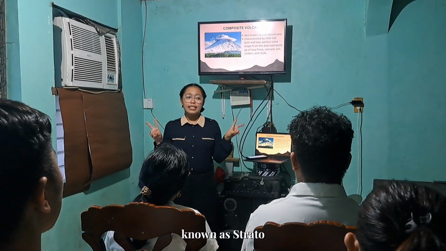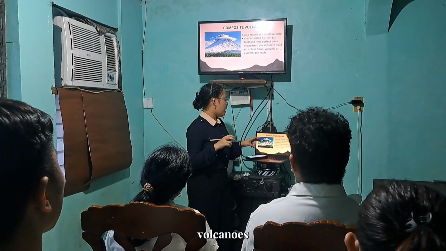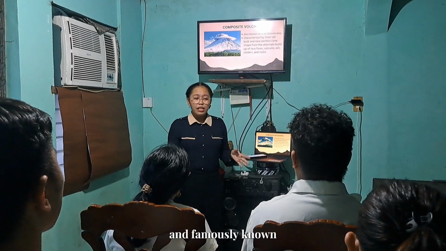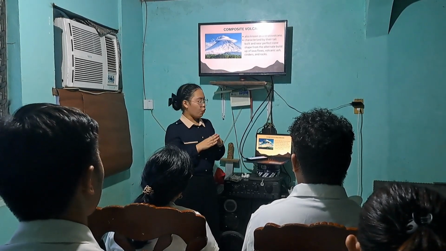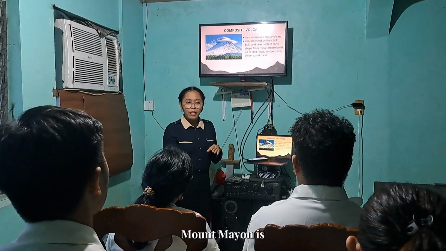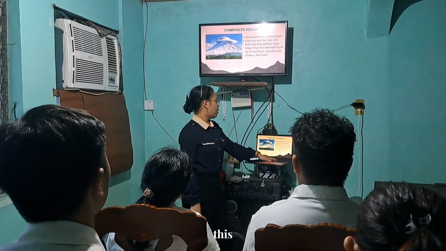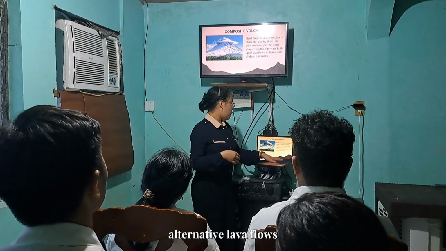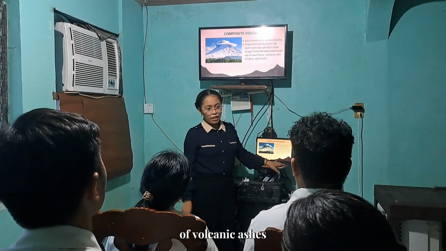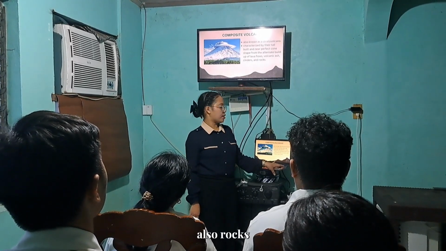Next, we have composite volcanoes. It is also known as stratovolcanoes. They are famously known for their tall build, and they're almost perfectly cone shaped, like Mount Mayon, the example earlier. It is mostly built from layers of alternating lava flows, volcanic ashes, cinders, and also rocks.